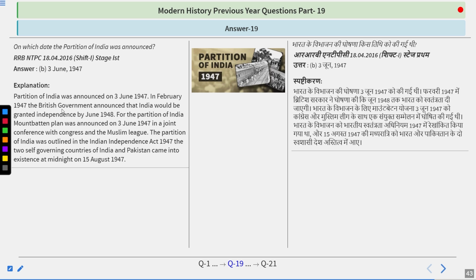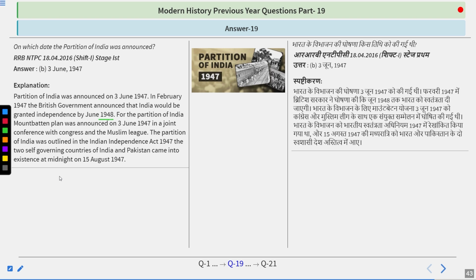In February 1947, the British government announced that India would be granted independence by June 1948. For the partition of India, the Mountbatten Plan was announced on 3rd June 1947 in a joint conference with Congress and Muslim League. The partition of India was outlined in the Indian Independence Act 1947. The two self-governing countries of India and Pakistan came into existence at midnight on 15th August 1947.